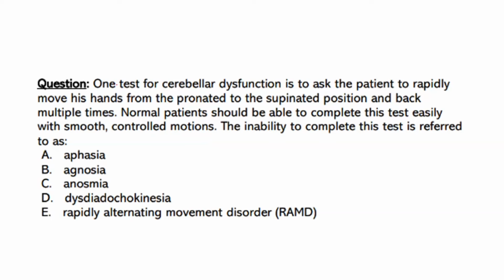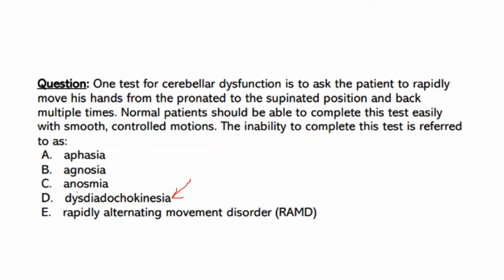Okay. Now, one test for cerebellar dysfunction is to ask the patient to rapidly move his hands from pronated to supinated back and forth multiple times. Normal patients should be able to do this pretty easily and have smooth and controlled motions. If you can't complete this test, what is it called? Okay, so the answer here is dysdiadochokinesia.